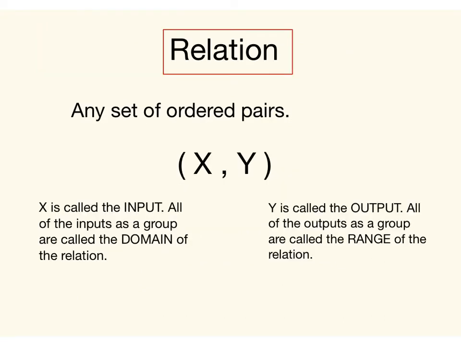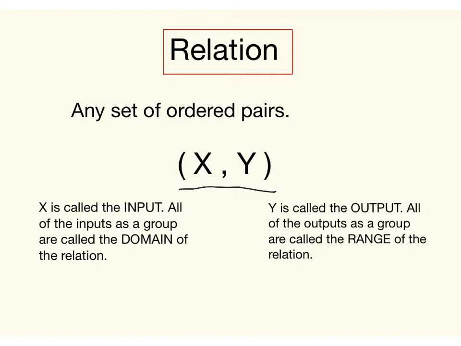So first of all, the definition. A relation is any set of ordered pairs. Now, the ordered pair is traditionally written in this format, and we have a parentheses with a comma separating two values, or two variables, or two expressions.